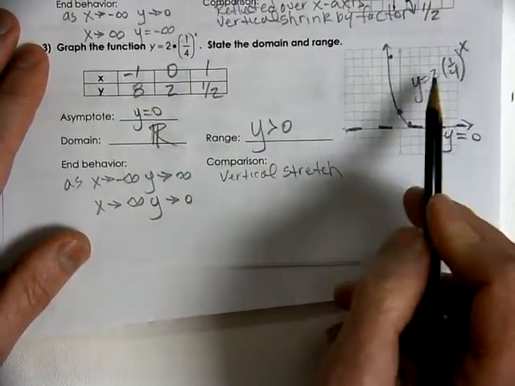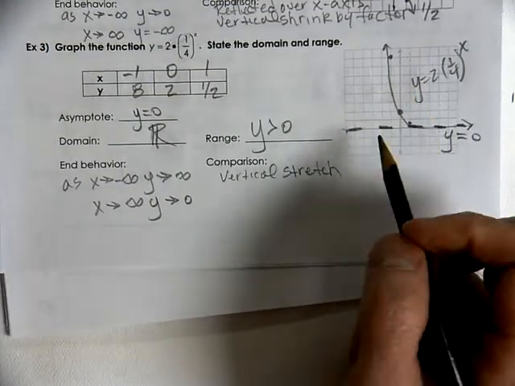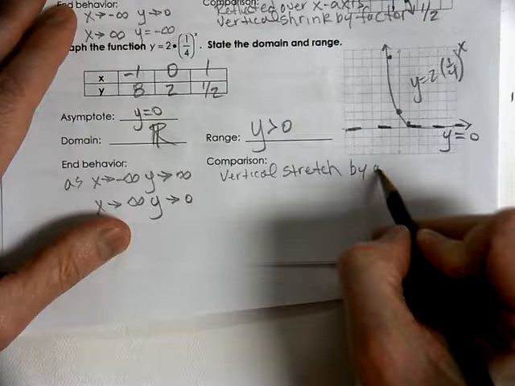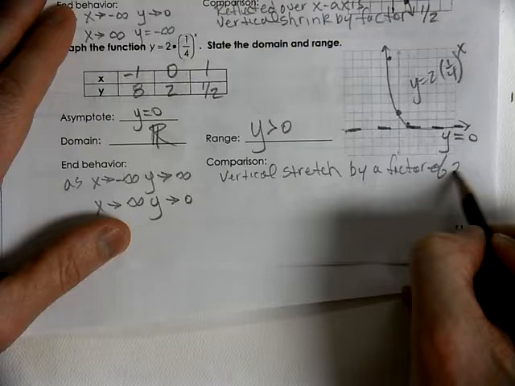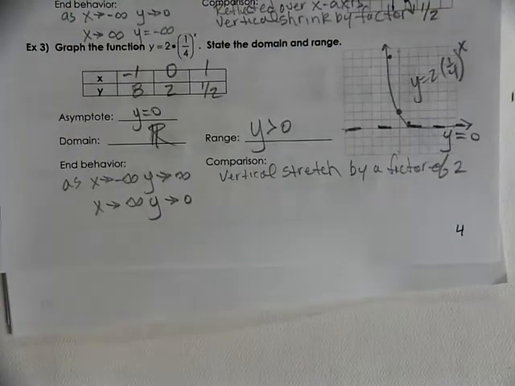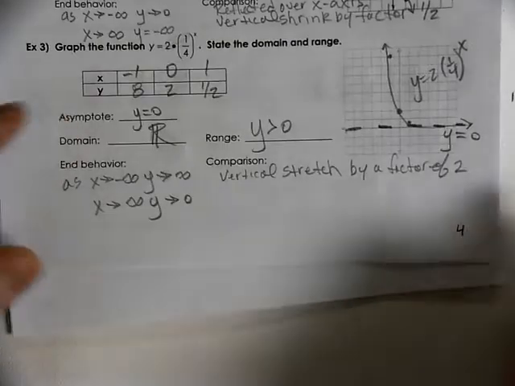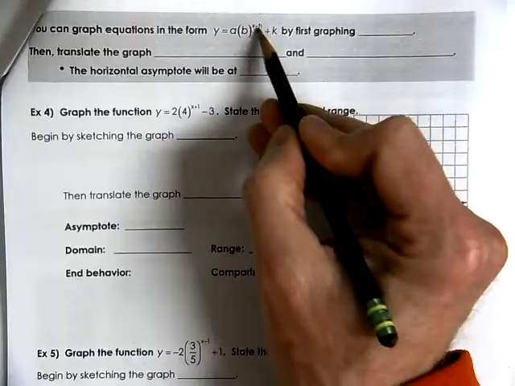But we have a vertical stretch by a factor of 2. We have a vertical stretch by a factor of 2. It is not translated at all, so we don't have to talk about that. Now we have a couple examples where we're going to talk about the translations.